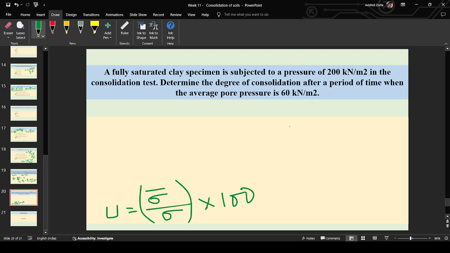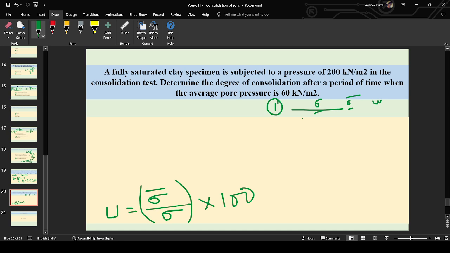Like at one particular stage of consolidation, I have total stress, effective stress, and pore pressure. Now, if I divide this, and this is one particular stage, how can I find out this degree of consolidation? For example, total stress is 200 kPa, and pore water pressure at a particular stage is 60. Therefore, effective stress is 200 minus 60, it is 140. Therefore, it's 140 by 200 into 100.